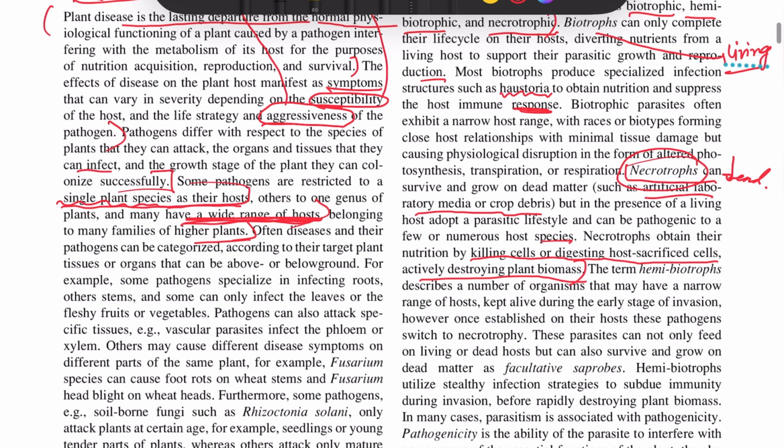Next comes the term hemibiotrophs. The term hemibiotrophs describes a number of organisms that may have a narrow range of hosts and keep the host alive during the early stage of invasion. However, once established on their host, these pathogens switch to necrotrophy, which means initially they live as biotrophs. Once they are established in a living structure, they kill it and convert themselves to necrotrophs. That is a selfish kind of behavior, but that's okay. What can we do about that?